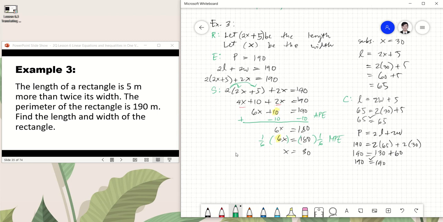So we write our final answer in complete sentence. So we say, the length is, okay, ano yung length ulit? 65. Don't forget the unit. The length is 65 meters while the width is 30 meters.